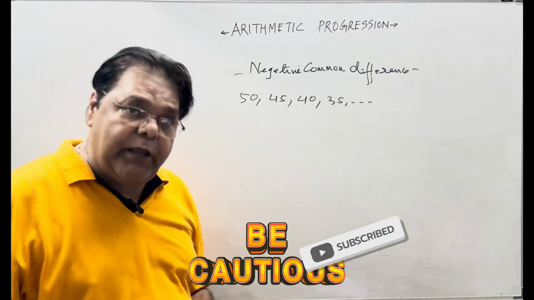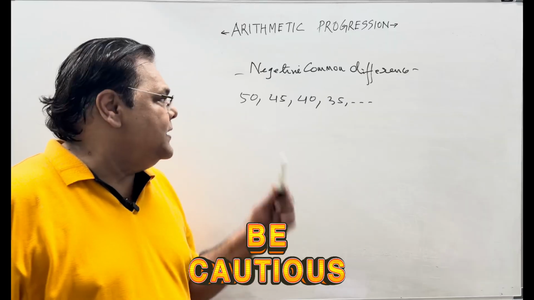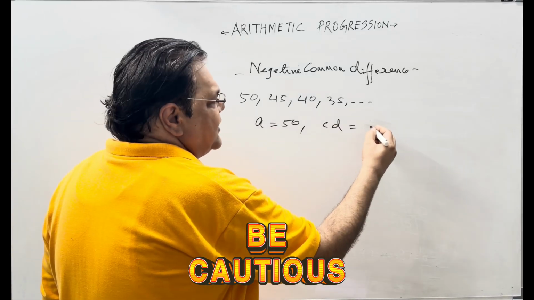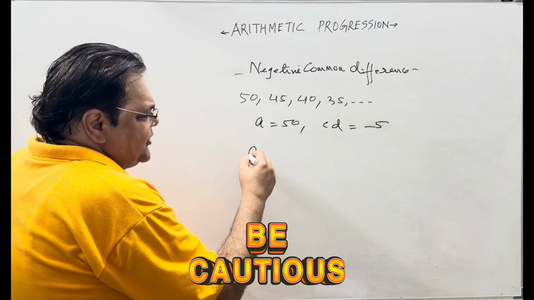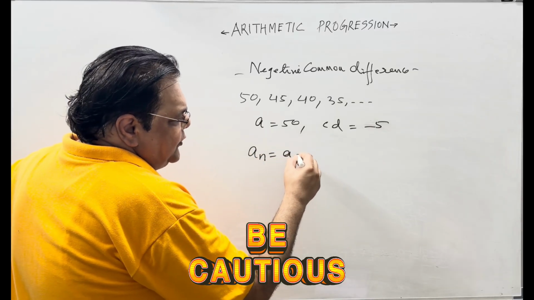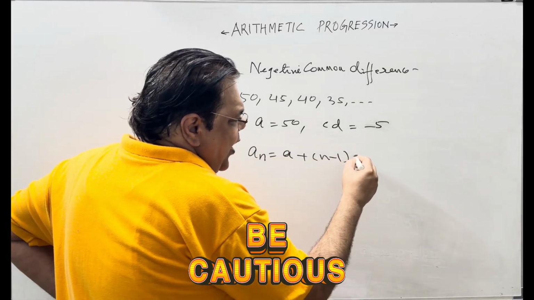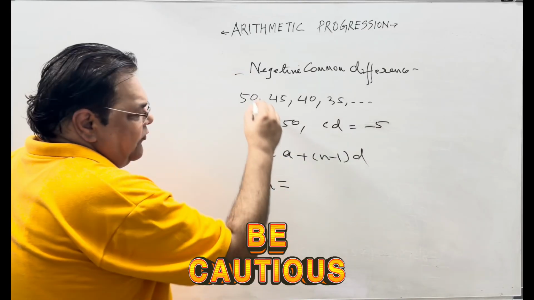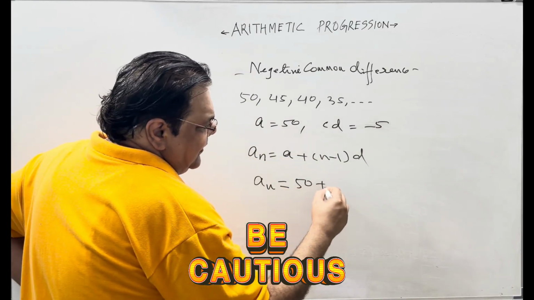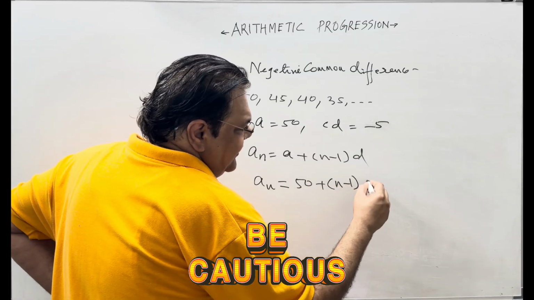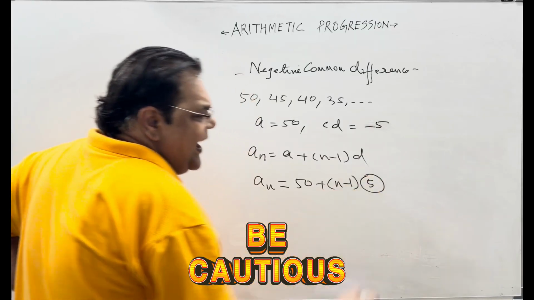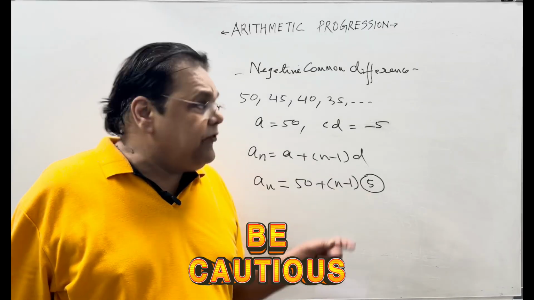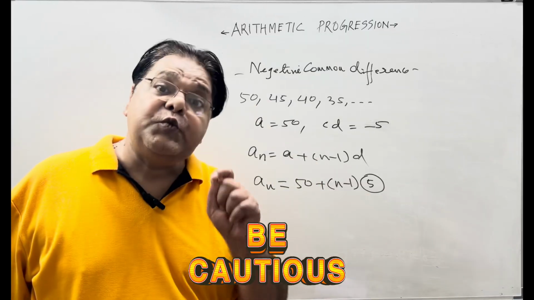Let's take one AP, a decreasing AP. The first term is 50 and the common difference is minus 5. When you find the nth term, an is equal to a plus (n minus 1)d. So this will be an is equal to the first term 50 plus (n minus 1) times minus 5. Don't write 5 here. That's my concern. The difference between the numbers is minus 5.